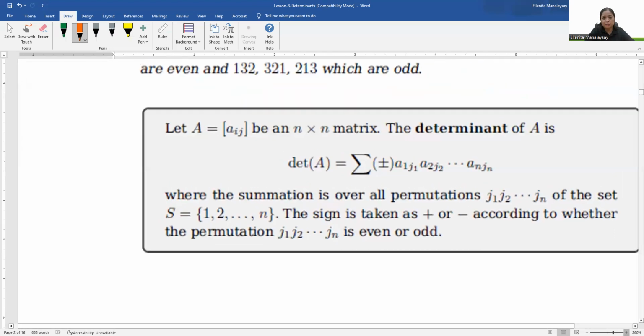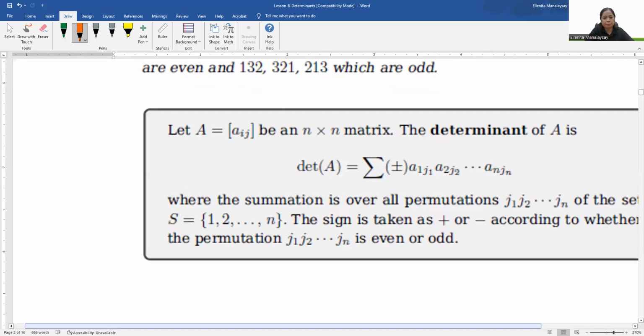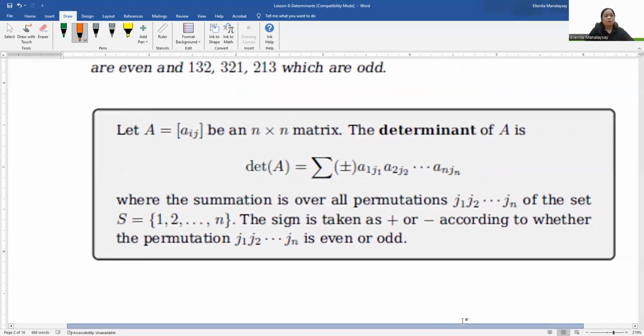Okay? Because the lesson is about determinants. So let A be an n by n matrix. So we have matrix A, and this matrix A is a square matrix. So we're simply talking about square matrix here. This is not applicable for all matrices.